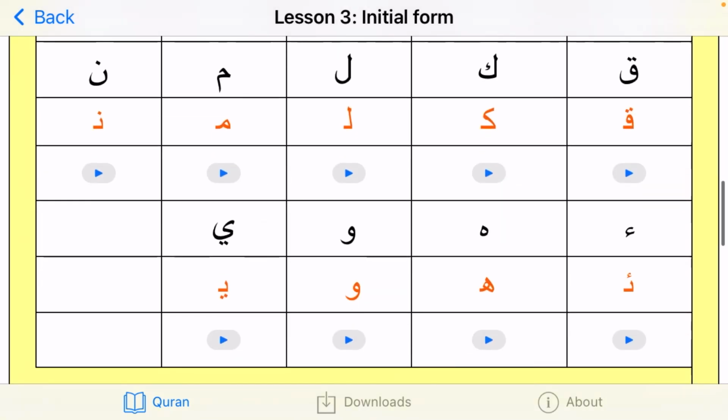That is all for lesson 3, and inshallah ta'ala, in next week's episode, we'll be looking at the forms of the letters in the middle of the word, and inshallah ta'ala, we'll also look at and mention the difference between how it looks in the middle and how it looks in the initial form.